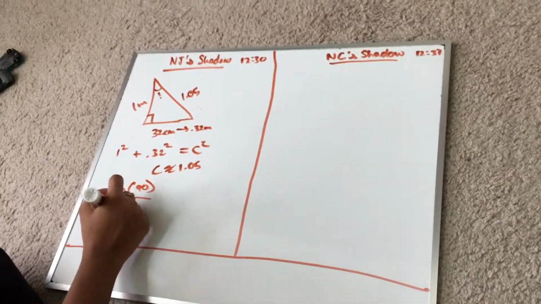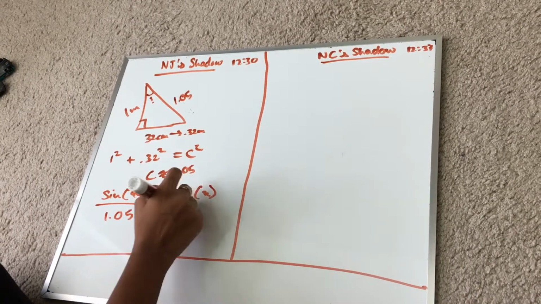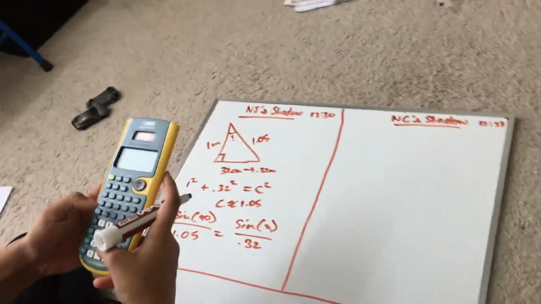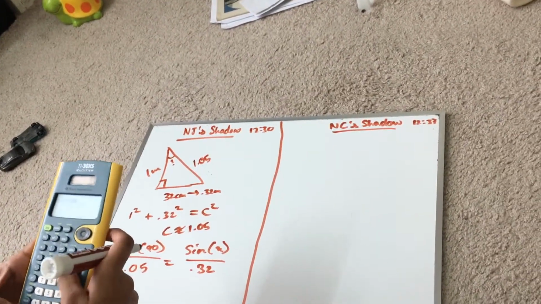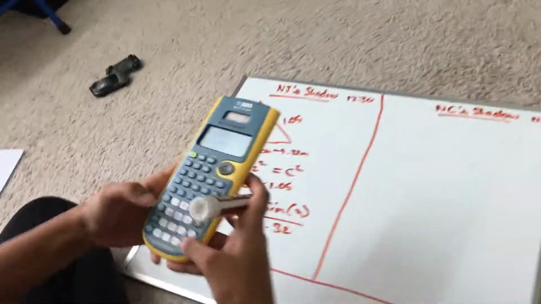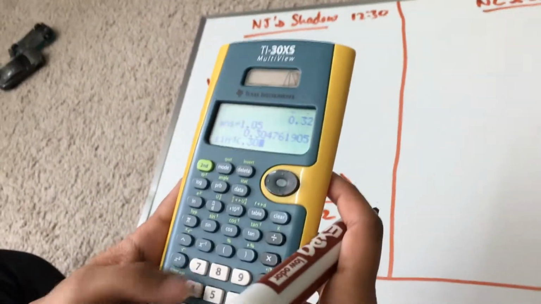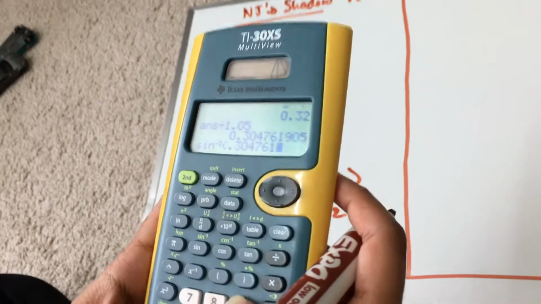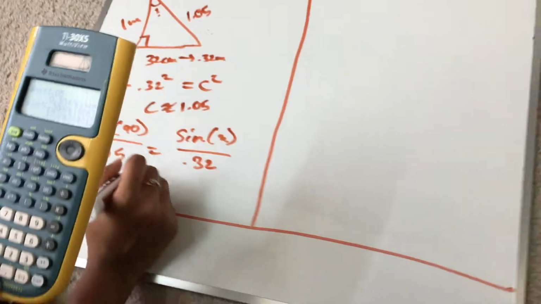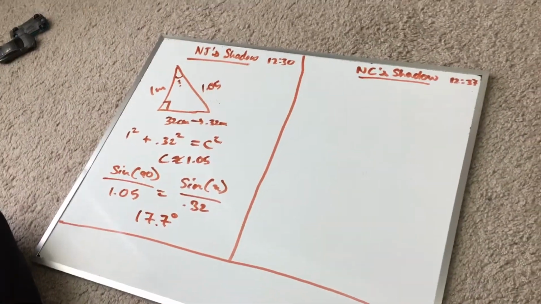over 1.05 equals sine of x over 0.32. If I plug that into my calculator, sine of 90 times 0.32 divided by 1.05, and then doing an inverse sine of 0.304761905, I should get around 17.7 degrees. So the angle here would be 17.7 degrees.